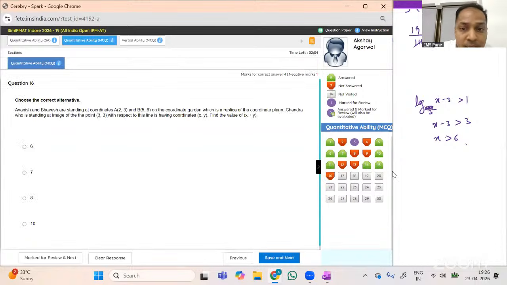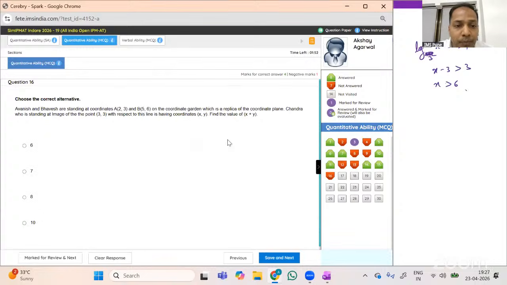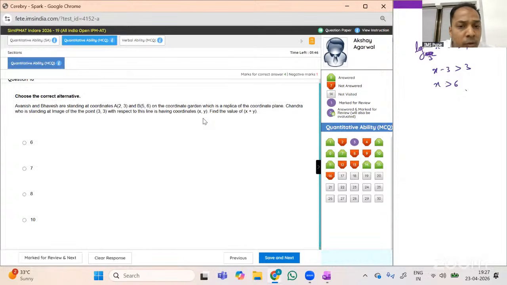Avinash and Bhavesh are standing at 1, 2, 3, 4, 5, 6, 7, 8. Okay, 8 have been attempted. Avinash and Bhavesh are standing at coordinates. Chandra is standing at the image of the point 3, 3 with respect to this line, having coordinates x, y. Find the value of x plus y.